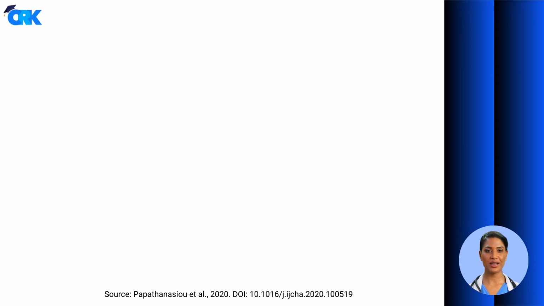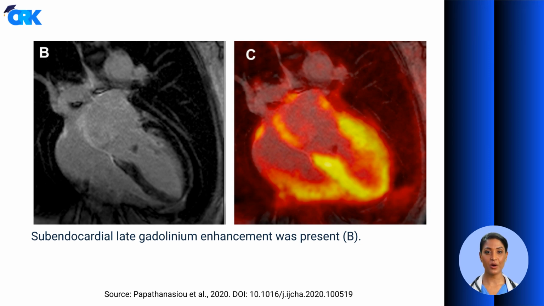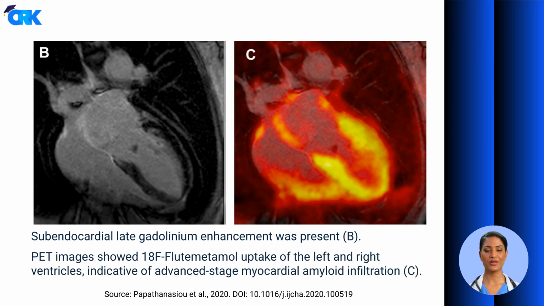To gain additional insights, clinicians turned to hybrid imaging with 18F-flutemetamol PET MRI. This tracer, originally developed for detecting cerebral amyloid in Alzheimer's disease, has shown promise in cardiac applications as well. The PET images revealed diffuse radiotracer uptake in both ventricles, consistent with widespread cardiac amyloid deposition. These findings, combined with the MRI-based structural changes, pointed toward advanced stage disease progression, despite the patient being on active therapy.